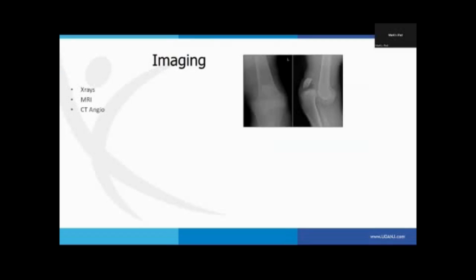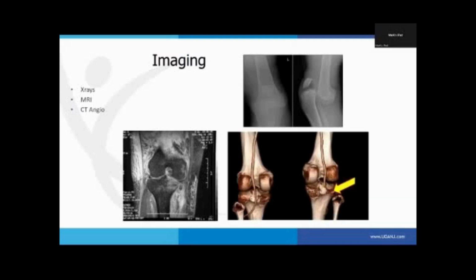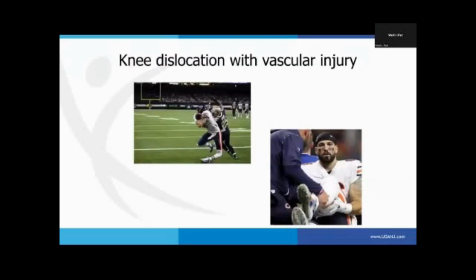So imaging in the hospital setting, yes, we need x-rays, of course, both pre-reduction if it's not been reduced and post-reduction. We need an MRI. That's imperative to really see all the structures that are injured, the ligaments, the tendons. People will also dislocate their patella, so we check for that, the menisci, the cartilage, and is there a fracture? And then an angiogram, often that is necessary to evaluate the vascular status.